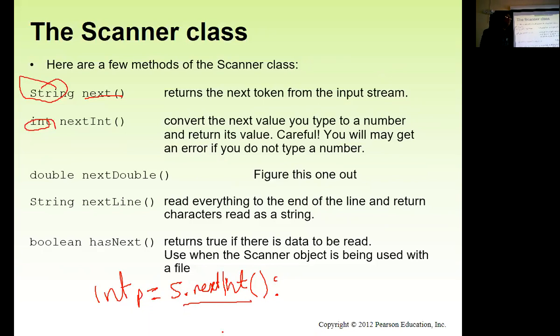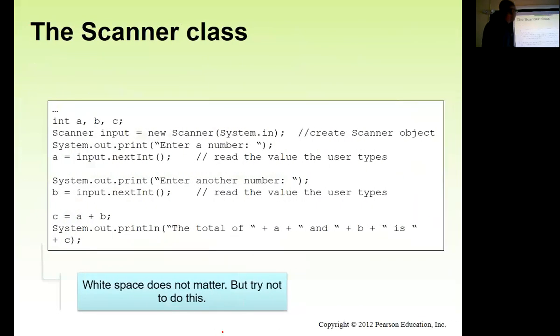So that's why you want to know the return type. Next double, same thing. Next line, you know you're getting back a string object. Has next, you know you're getting back a boolean, true or false. So when you know these things, you know how to use them. You know what it takes in? Nothing. You know that you have to have a scanner object, however, in order to use it. Now, here's an example of that.